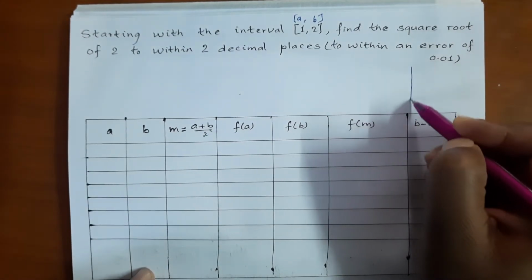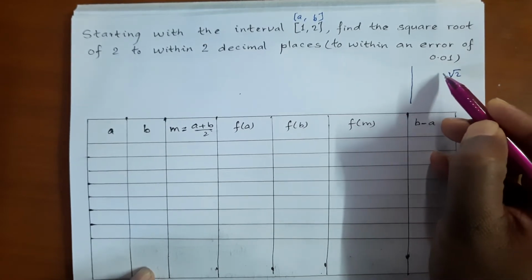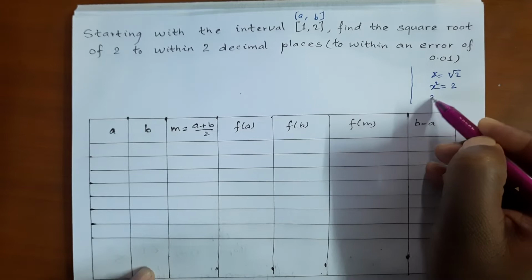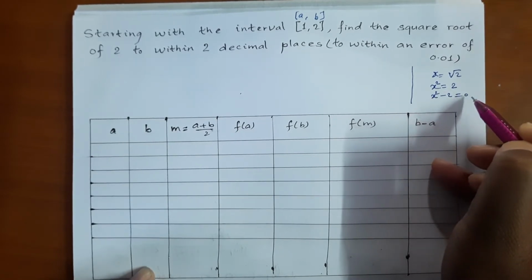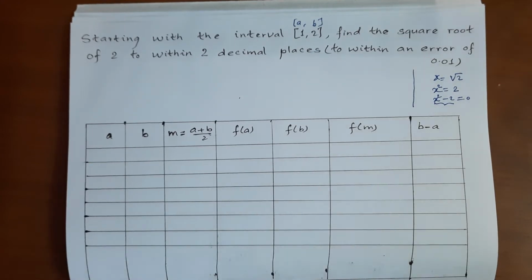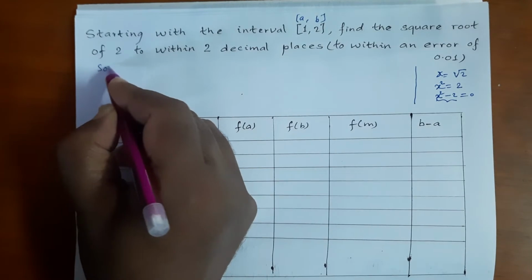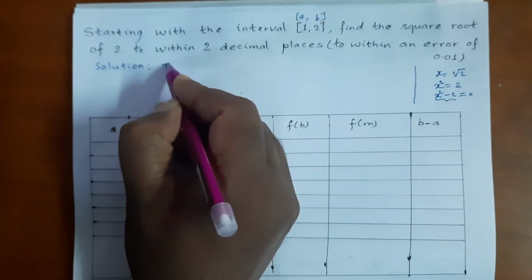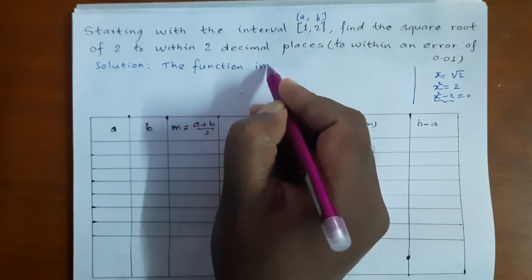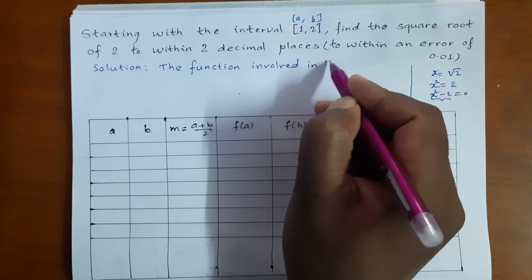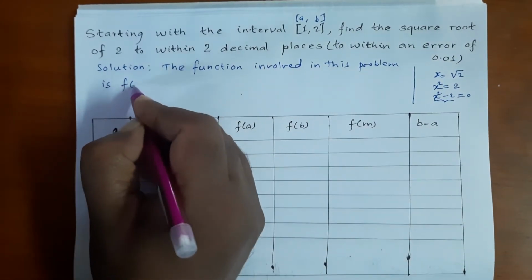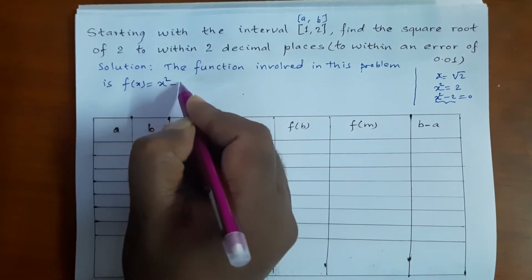Okay, so let's do something roughly here. We have to find the square root of 2. We can suppose x equals root 2, and if you square this, x square equals 2, and so x square minus 2 equals 0. So this expression x square minus 2 we suppose f(x). The function involved in this problem is f(x) equals x square minus 2.